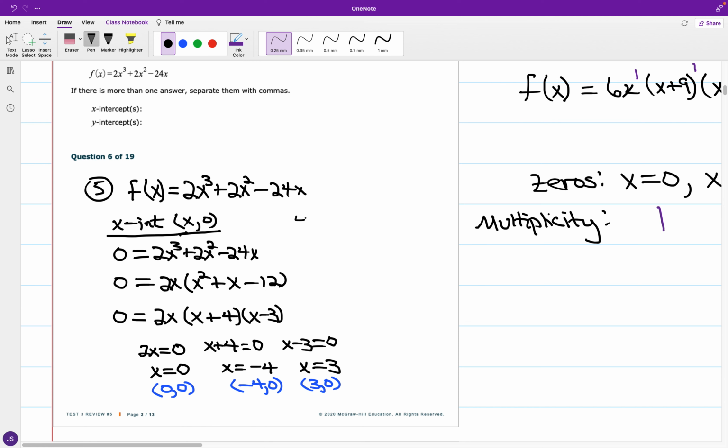And for the y-intercept, again, we're looking at solving for y as x is set to 0. So we have that y is equal to f of 0. So I have 2 times 0 cubed, that is 0, plus 2 times 0 squared, also 0, and minus 24 times 0, also 0.